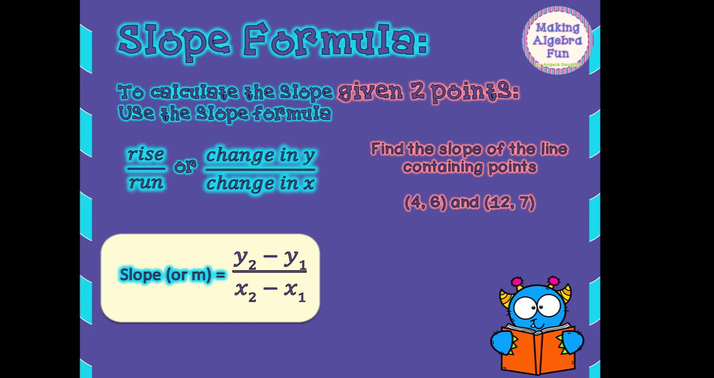Given 2 points, and I just gave you 2 points over here as an example, I like to label one of them x1, y1, and the other one x2, y2. And you can switch those around, it doesn't matter, but it keeps me organized to label them.